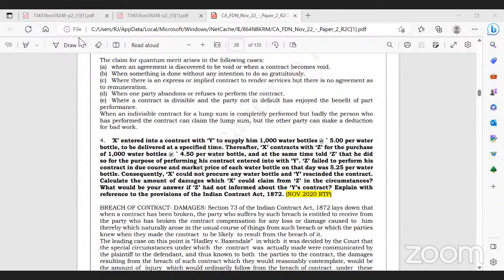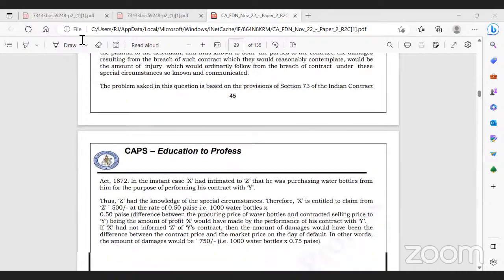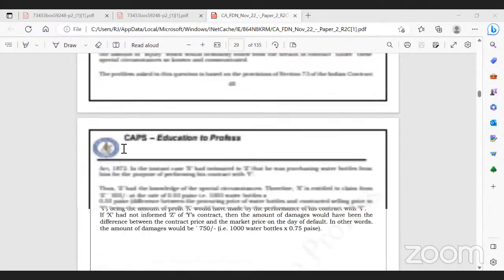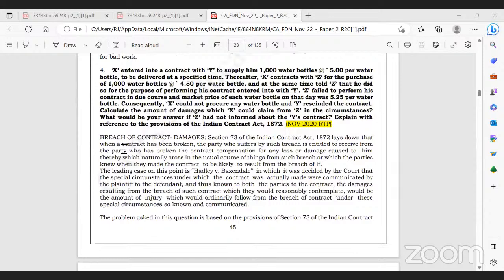5.25. So she'd say 5.25 minus 4.5 is 0.75 into 1,000, that is 750 rupees. But since she informed Tejaswini, she can claim only 500 rupees. What can she claim only? 500. 0.5 per bottle. If she wouldn't have informed, she could have claimed the difference between the market price and the contract price. So remember, this is again special damages and ordinary damages.